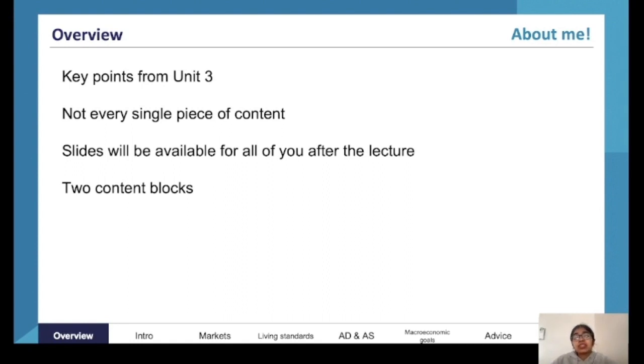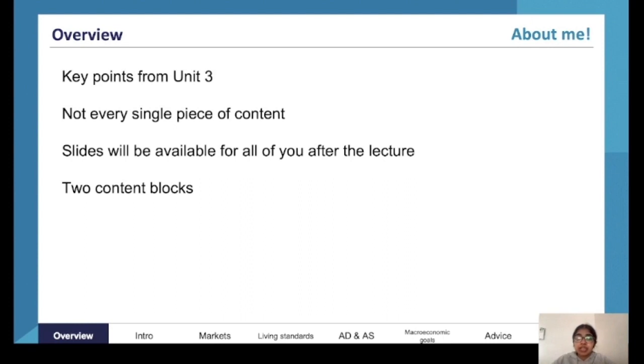We're going to cover some very, very key points from Unit 3. Because of the limited time, we're trying to cover half a year of content in 2 hours, so I can't cover every single piece of content in detail, unfortunately. But I really want to make sure that I explain the difficult things in an easy to understand way. If you feel like there are still some parts you don't understand, or something you want to clarify, you can definitely do that.